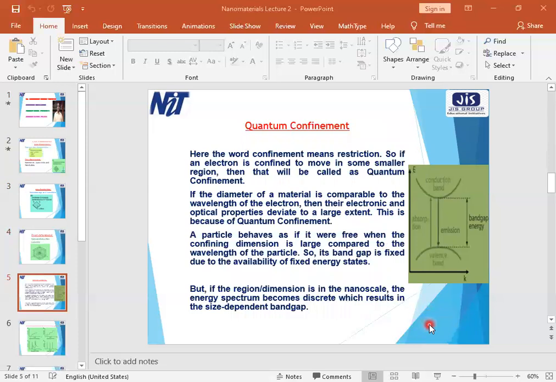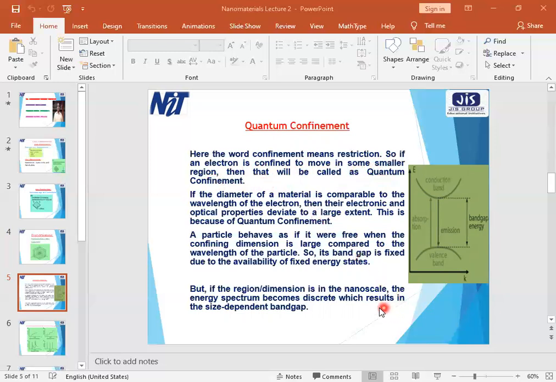Suppose when you are entering your college and after that the gate is locked. What will happen? You will be confined within the college. You can move or roam within the college. You cannot go outside the college. Like that, if in a region or range the electrons are confined, they can move in that very region only. They are free to move in that region. In other regions they cannot go. And if that region is very, very small, then that will be called quantum confinement. So here I have written, if an electron is confined to move in some smaller region, then that will be called quantum confinement.